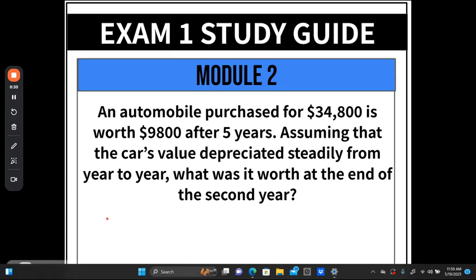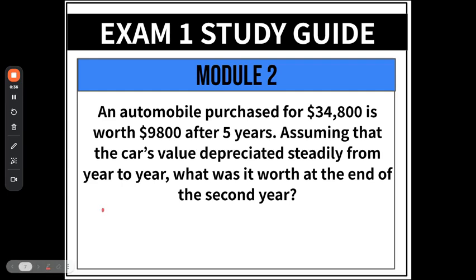Okay, so let's start with the value of the car when they purchased it and find how much total the car depreciated. So to do that, depreciate means that the value of the car is going down. So we can take 34,800 minus what the car is worth at the end of year 5, and that will give us how much the car went down in value. And when we subtract that, we get $25,000.